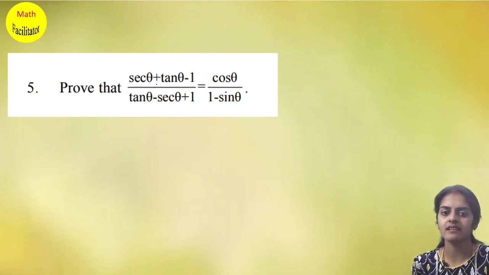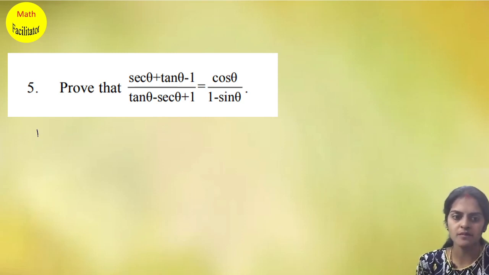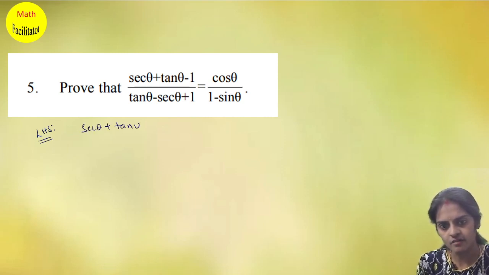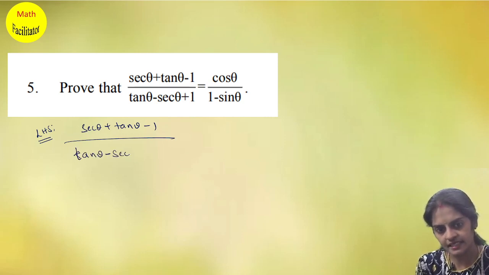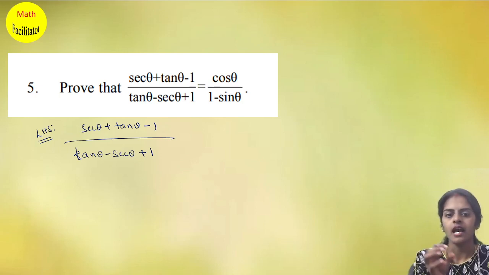Secant theta plus tan theta minus 1 by tan theta minus secant theta plus 1 equal to cos theta by 1 minus sin theta. This is what I have to prove. Already I told you, wherever the possibility of solving is there, you will take that. So out of LHS and RHS, I find LHS is more complicated. So that complicated part I can solve. So I'm just taking the LHS part. So LHS is secant theta plus tan theta minus 1 by tan theta minus secant theta plus 1. So here when I am finding this question, I need to remember there is one question given in our textbook also.